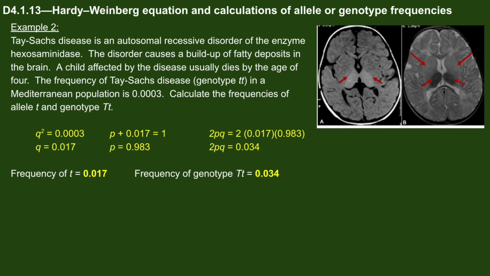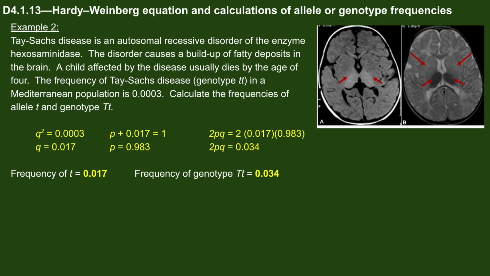Example 2. Tay-Sachs disease is an autosomal recessive disorder of the enzyme hexosaminidase. The disorder causes a buildup of fatty deposits in the brain. A child affected by the disease usually dies by the age of 4. The frequency of Tay-Sachs disease, genotype tt, in a Mediterranean population is 0.0003.